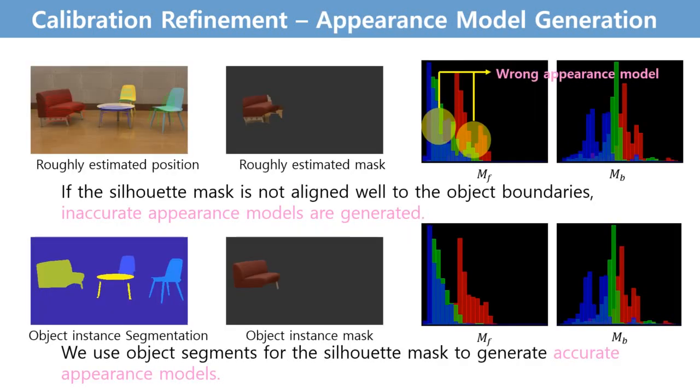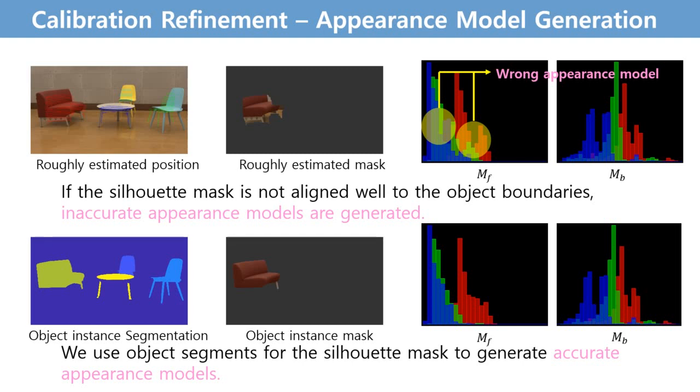The second step of calibration refinement is appearance model generation. All parts in the mesh model need a foreground and background color model. In the object pose estimation method we used, the color model was given and then updated with pixels around the projected position. But in our research, the color model was not given because we don't know what objects are used. So we have to make the two color models.